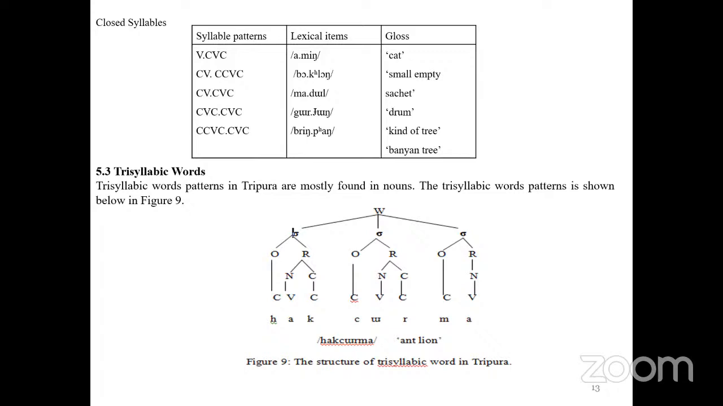And we can also find trisyllabic words in this dialect. However, the trisyllabic words are mostly found in nouns. Most of the trisyllabic words in Tripura dialect are formed from nouns. So here, haksirma. Haksirma means ant lion. Next slide.